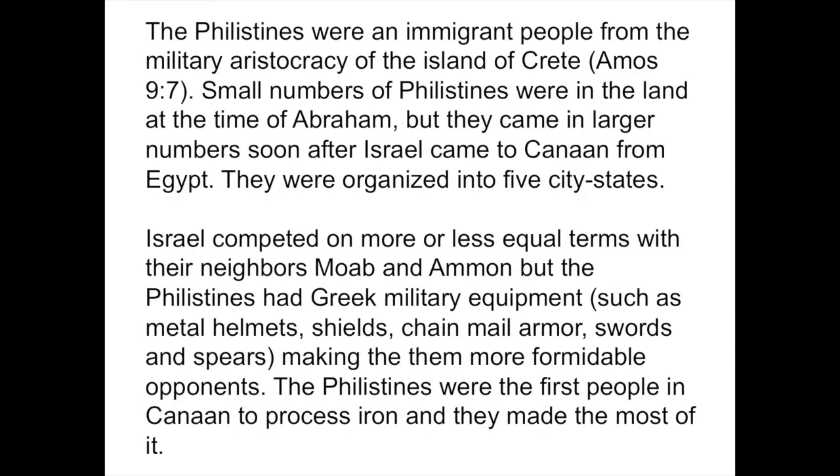Now, Israel competed on more or less equal terms with their neighbors Moab and Ammon and some of the other nations around, the Edomites, for example. But the Philistines had Greek military equipment, such as metal helmets, shields, chainmail armor, swords, and spears, and this made them more formidable opponents. The Philistines were the first people in Canaan to process iron, and they made the most of it. So you need to understand that in many ways, the Philistines had impressive technological advantages over the Israelites. And they were a people of immigrants that had more immigrants on the way. They were interested in expansion.